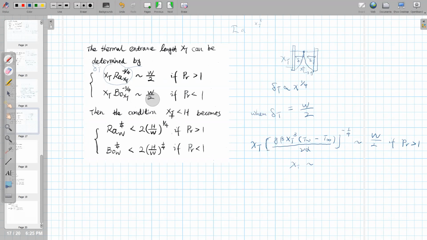Also, we're saying that the fully developed region only exists when this x_t is smaller than h. You can bring this result for x_t into this condition. So the fully developed region only exists when this Rayleigh number is smaller than this h over w term, when Prandtl number is larger than 1. And when Prandtl number is smaller than 1, the fully developed region only exists when this Boussinesq number is smaller than this h over w term, and this h over w is the aspect ratio of the channel. So the geometry will determine this. This is the geometry term, and this is a flow term. You can know if the fully developed region exists.